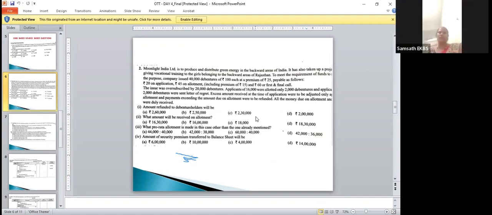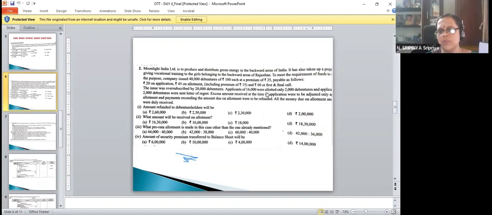Because you are given information that 16,000 were allotted only 2,000 shares. That means out of 60,000, 16,000 you are adjusting. So that means 44,000 shares allotted, 40,000 is the correct proportion. Anyway, this question I will get back to you. Then the amount of securities premium transferred to the balance sheet will obviously be 40,000 into 25. That's all.